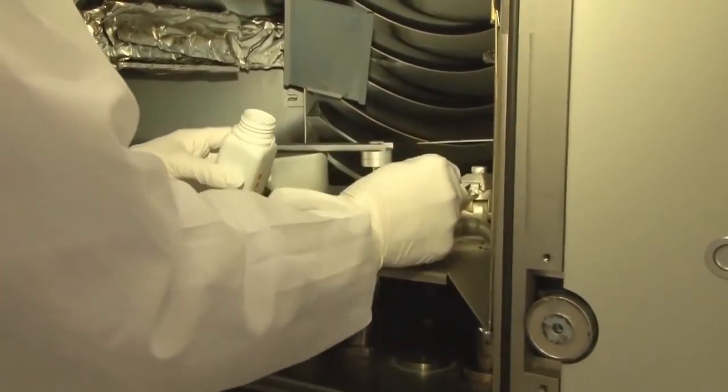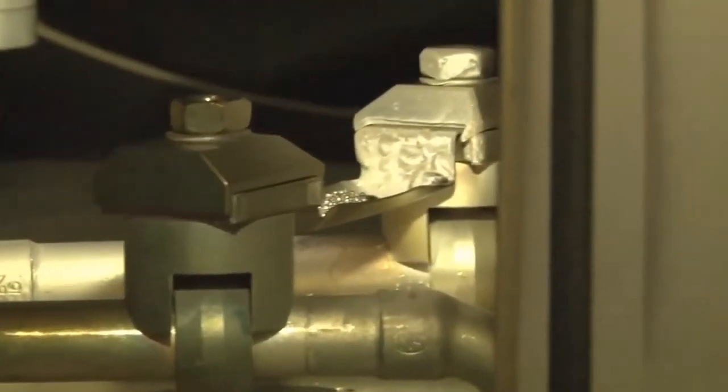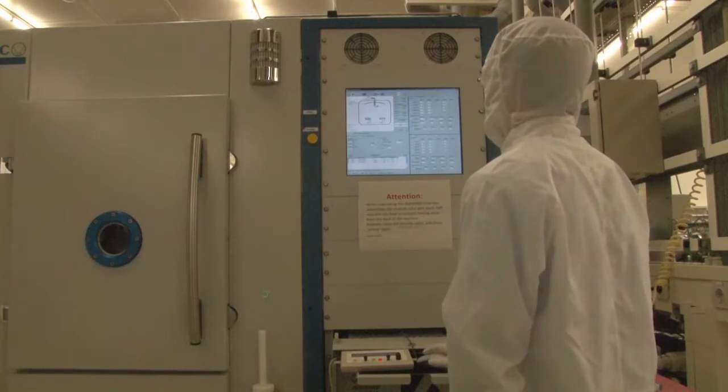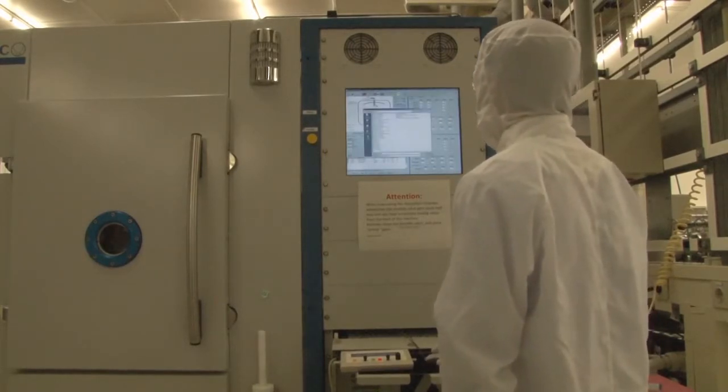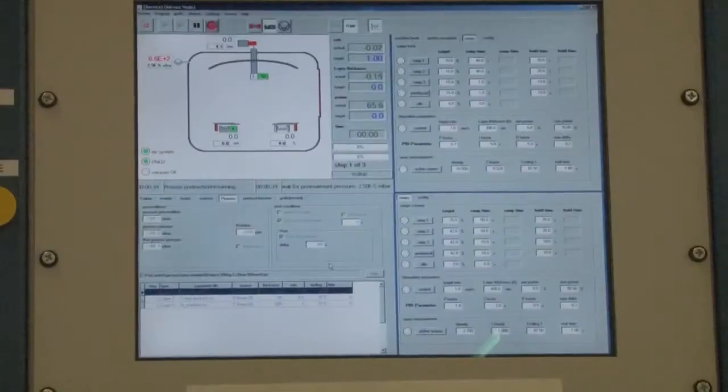Silver is used as source material and particles of silver are put in a boat. The silver is evaporated using an electron beam. The silver vapor deposits on the samples and forms the back metal contacts.